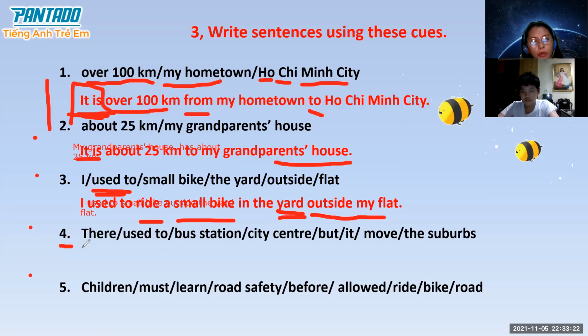How about number four? There is used to also. You can insert a verb if you want. In here, we inserted the word ride. How about number four? What verb can you insert there?